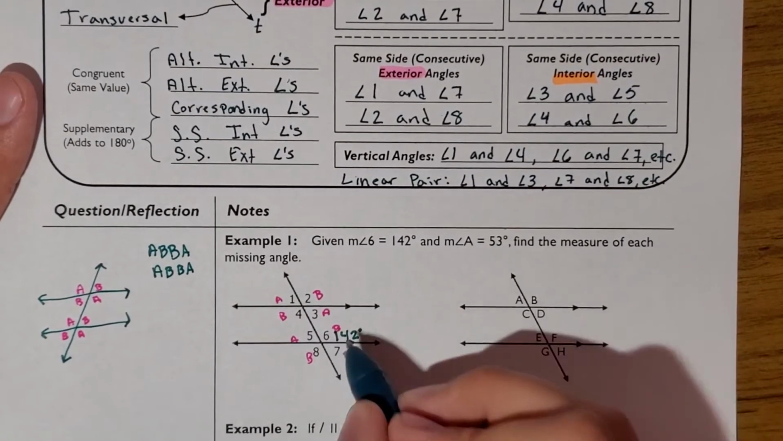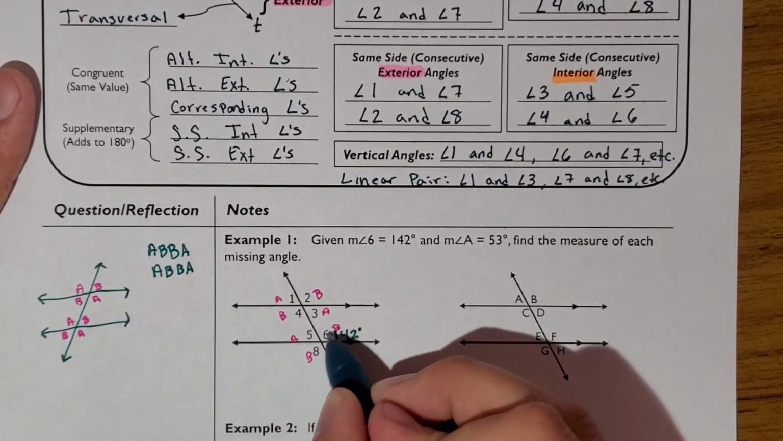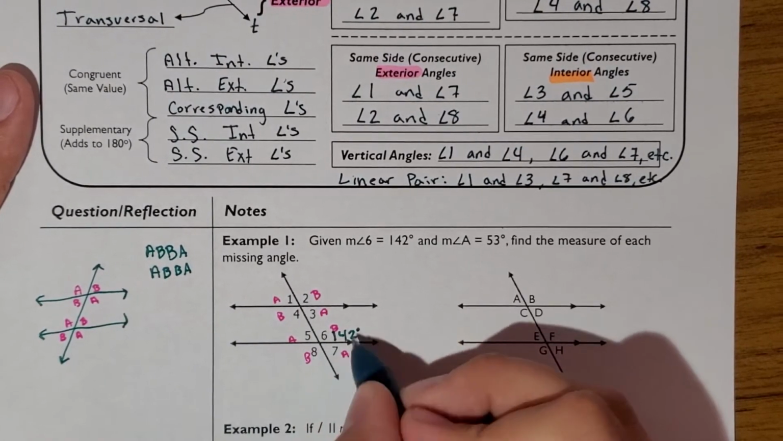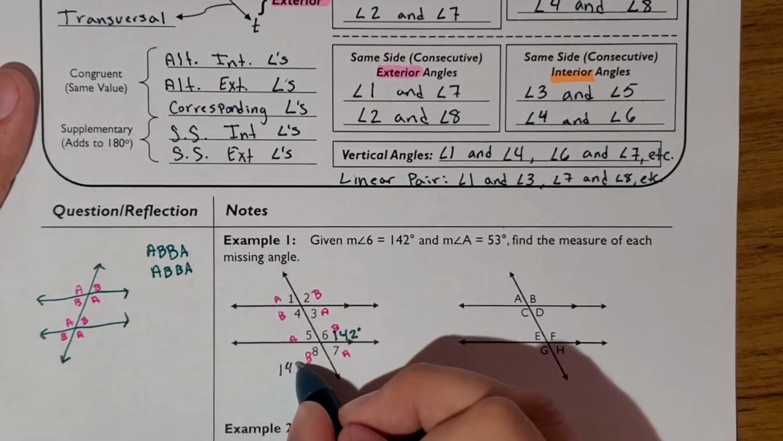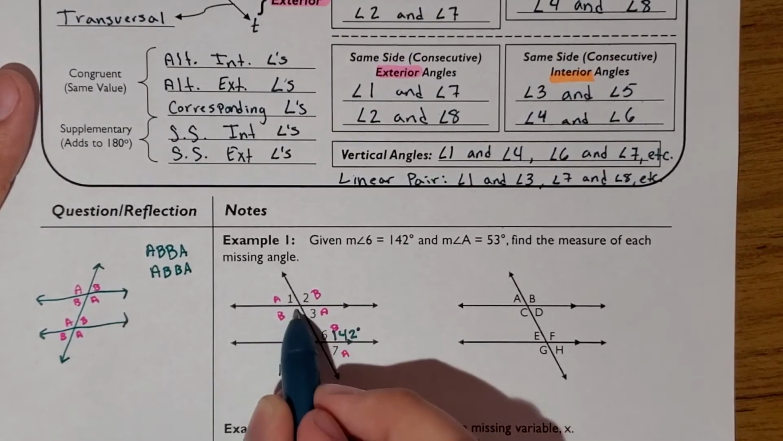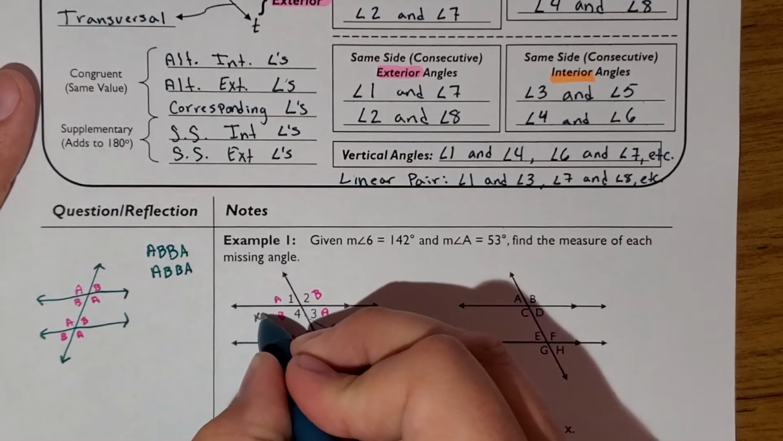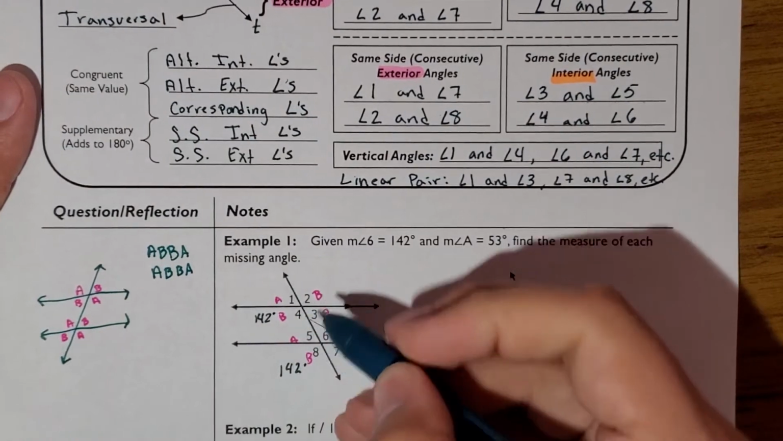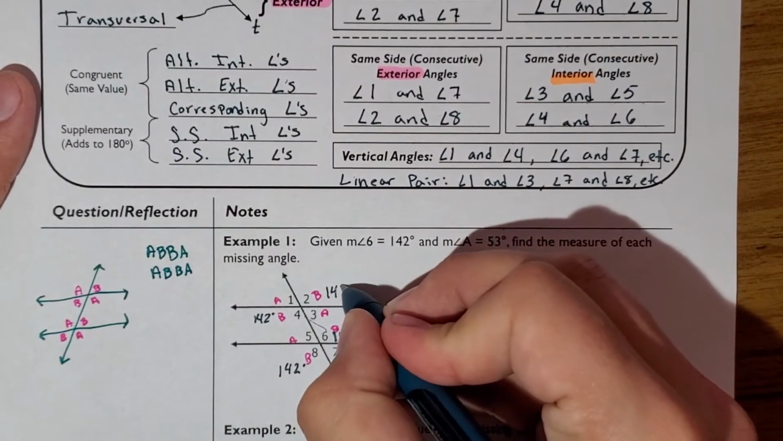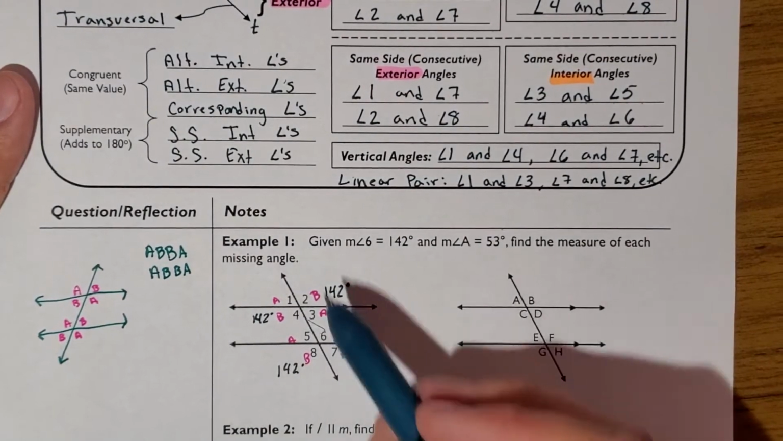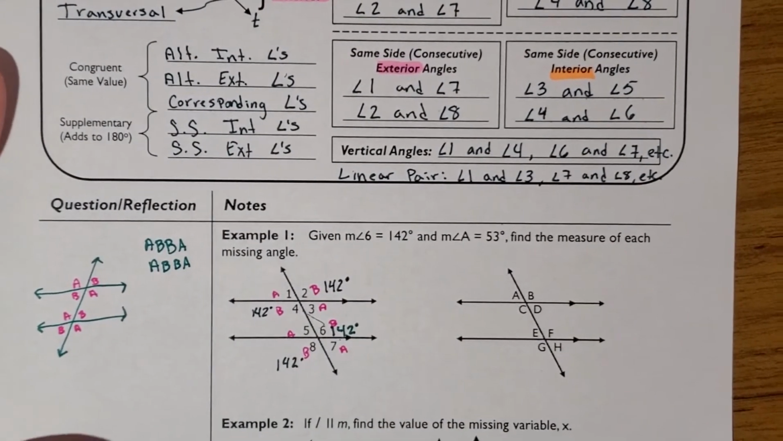Specifically, if we're going to give reasons, 6 and 8 are congruent to each other because they're vertical, and vertical angles are congruent, so I can put my 142 over here. I know that 6 and 4 are alternate interior pairs, so they are also congruent. I know that 4 and 2 are vertical, so this is also going to be 142. I also know that 4 and 6 are corresponding, so that makes them equal. I know that 2 and 8 are alternate exterior, so that makes them congruent.